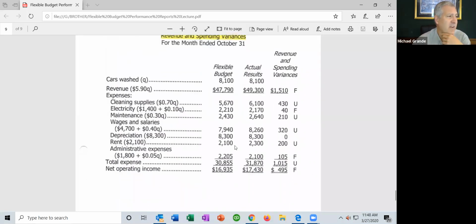Let's look at some of the fixed costs. Let's look at the rent. They should have spent $2,100. They actually spent $2,300. We don't know why. Maybe the landlord raised the rent for the month. Who knows? We don't know. But unfavorable. And then the last item here is the net income. They should have had net income, $16,935. They actually had net income, $17,430. Favorable variance. They earned more than they should.